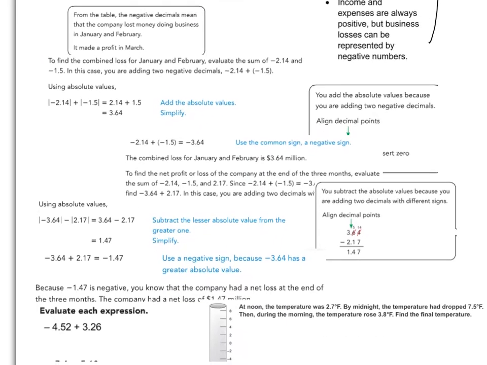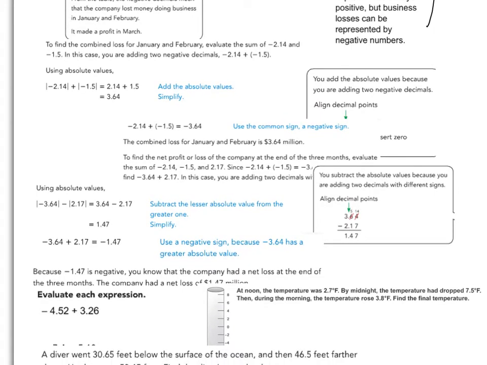Okay, then we're going to scoot down here. And it says to find the net profit or loss at the end of the 3 months, you're going to take negative 2.14, negative 1.5, and 2.17. Since the first two numbers are negative, we're again going to add those together like we did up here. We got negative 3.64, and then negative 3.64 plus 2.17. Again, one's positive, one's negative, so you're going to subtract. You got to line up those decimal places, and I have the work right over here. You're going to get 1.47.